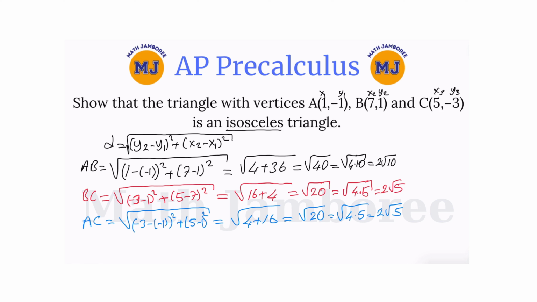If we just draw our triangle, this is A, this is B, and this corner, let's call it C. The length of AB is 2 root 10. The length of BC is 2 root 5. The length of AC is 2 root 5. So these two lengths are equal, and that's why this triangle is an isosceles triangle.